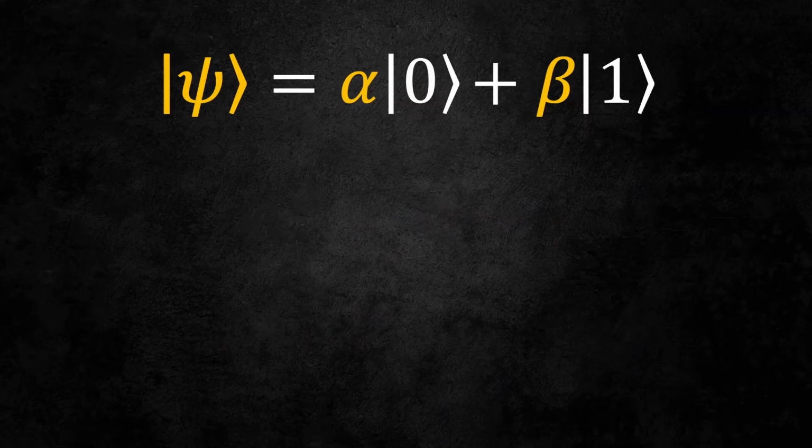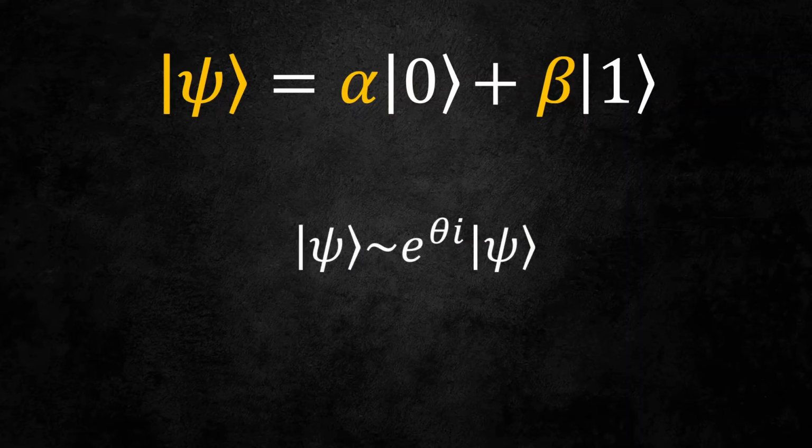The second condition is about complex numbers with modulus 1. If we have such a number, it can be written as a complex exponential, and if we multiply vector psi by it, we get a new vector, but we consider the states to be equivalent. The video about measurements will make it more apparent why we want this condition.